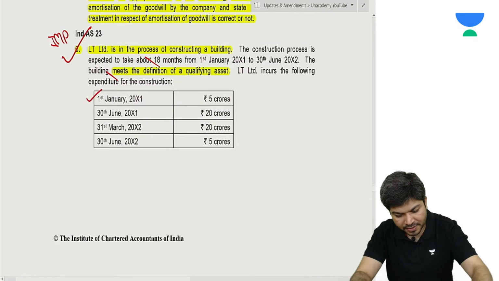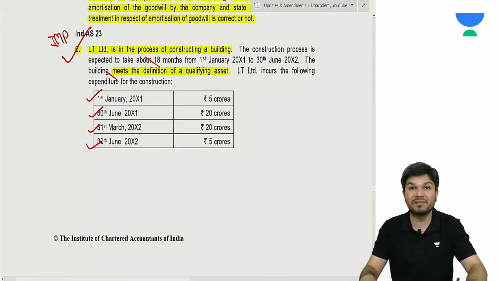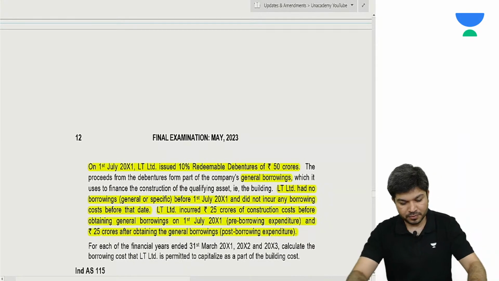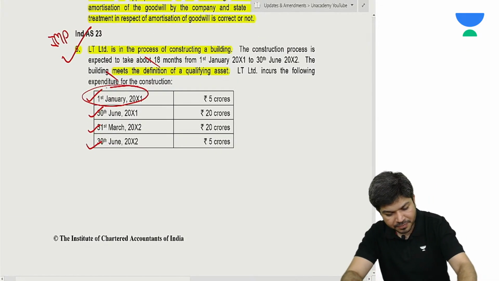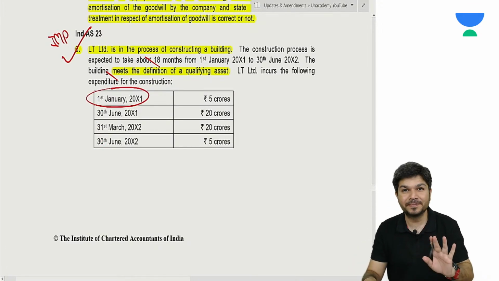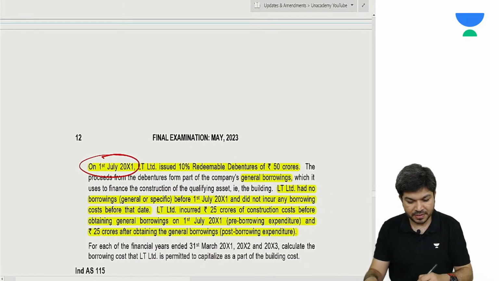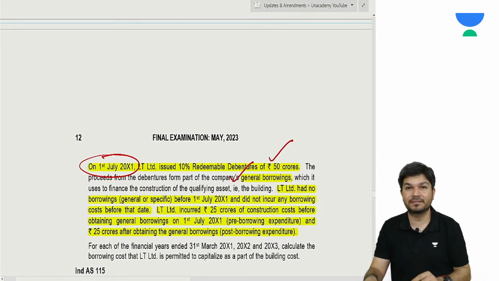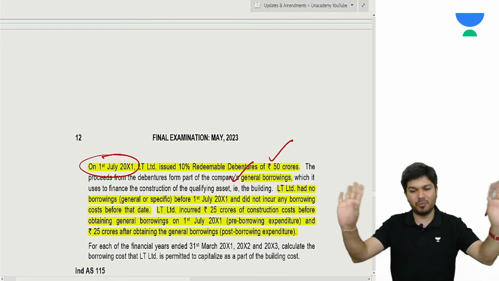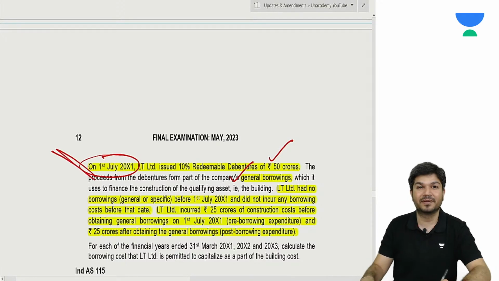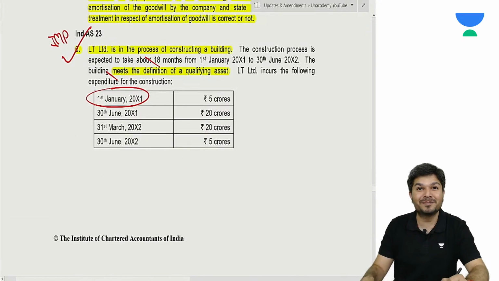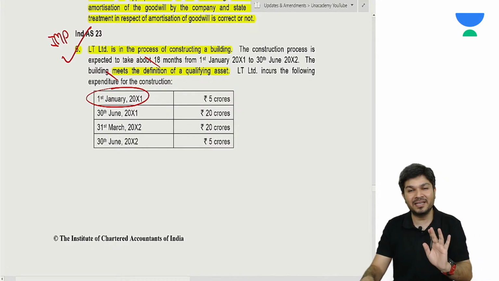Now January 1 you spend 5 crores, 30th June you spend 20 crores, again 31st March you spend 20 crores, 30th June you spend 5 crores. Now, you started spending, can I say from January? You started spending from January. Okay, but you have taken a borrowing. Debentures are issued, 50 crore general borrowing. But कब से? July से. Can I say I started spending from January but I borrowed money in July and that's a general borrowing.